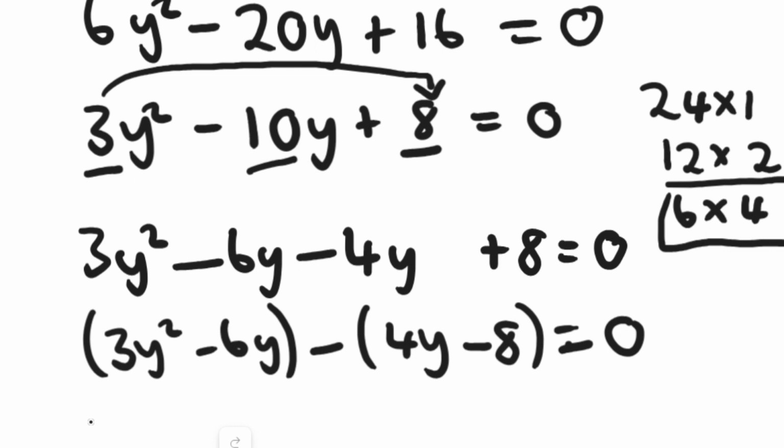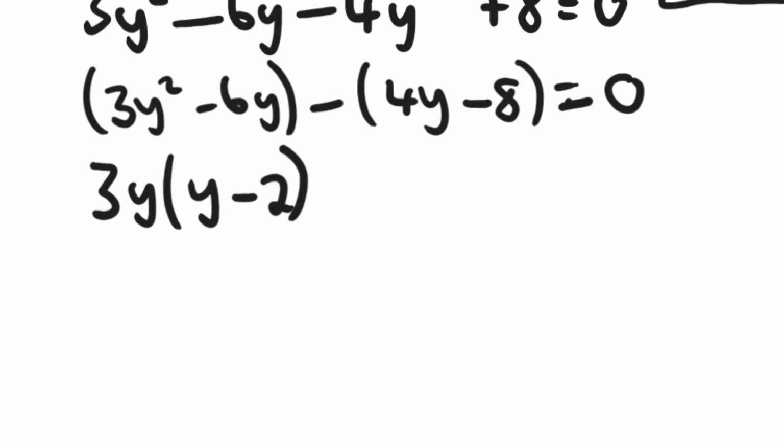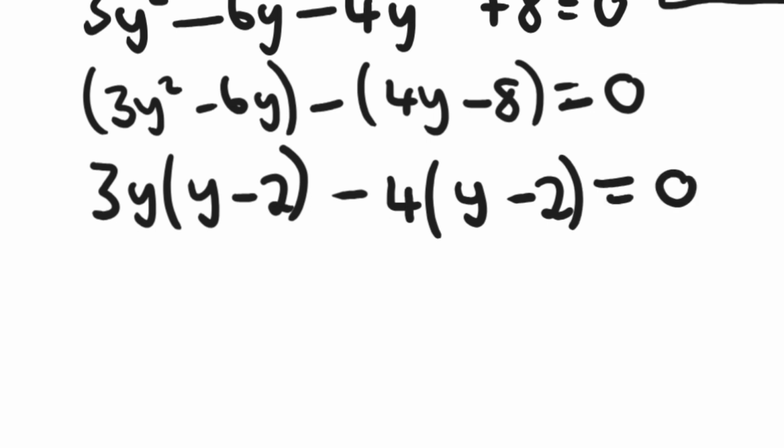From here, we take out 3y as a common factor from the first bracket. We write 3y. We open the bracket, we are left with y minus 2. We close the bracket, and then we subtract. In the second bracket, we have a common factor of 4. We take that 4 outside. We open the bracket, we have y minus 8 divided by 4, that should give you 2. Now we close the bracket and then we equate to 0.